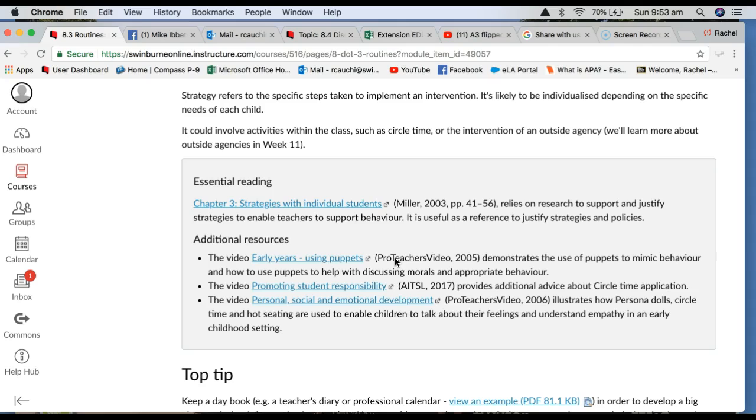And if you want to talk to me about interventions and strategies with a mind of Assessment 3, you can pop that into our DB discussion as well.